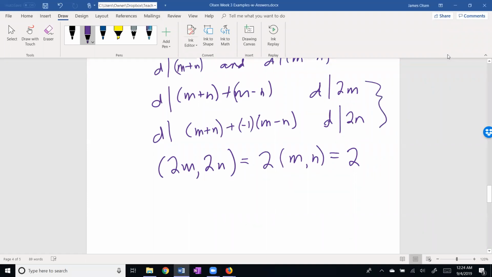D here is a common divisor of 2m and 2n. So therefore, D has to divide the greatest common divisor. The greatest common divisor of 2m and 2n is 2. So D must divide 2. But the only divisors are 1 and 2. Therefore, D equals 1 or 2.